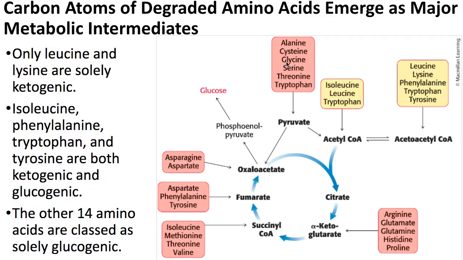Now, some are actually both ketogenic and glucogenic, and they are listed here: isoleucine, phenylalanine, tryptophan, and tyrosine. But there are some that are only ketogenic, and that's leucine and lysine. And the other 14 amino acids are classified as solely glucogenic amino acids.